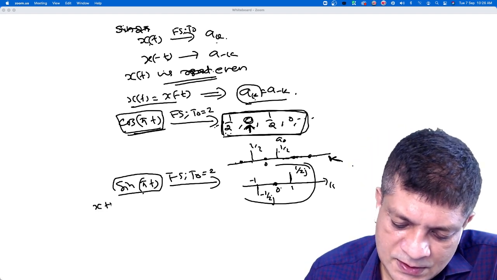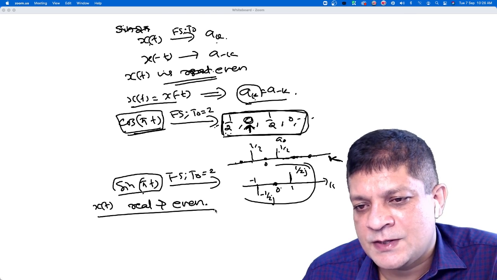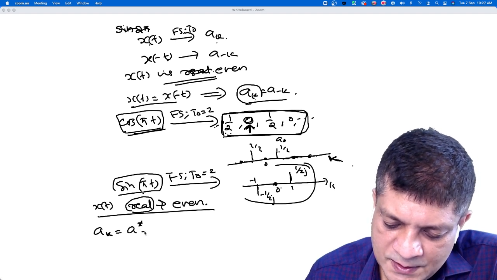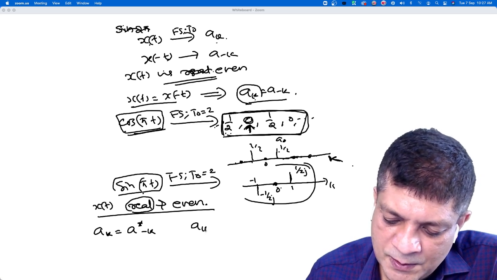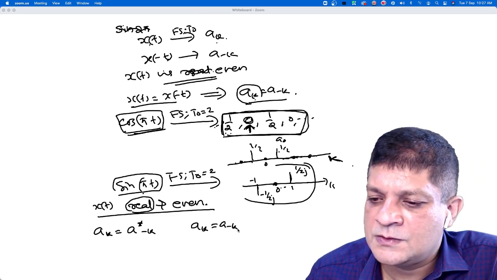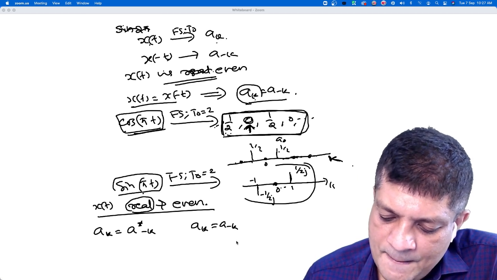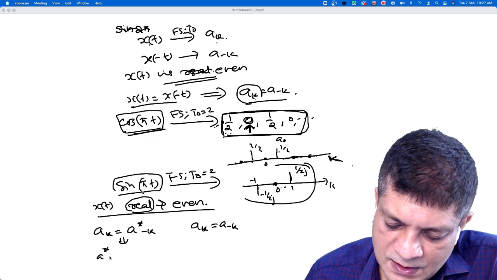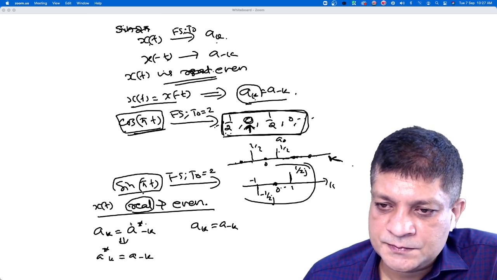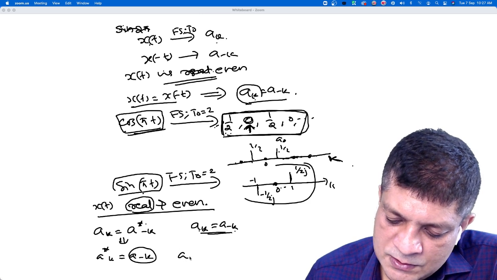Now what about this? If xt is real and even, what is the property of real valued signals? That is conjugate symmetric, a star minus k. And for an even signal, what is the property? If the signal is even, the Fourier series coefficients are also even. So it will satisfy both these conditions. Does this imply that a star k is equal to a minus k? I'm taking the conjugate on both sides. Now what is a minus k? Since the signal is even, it is ak. So a star k is equal to ak.